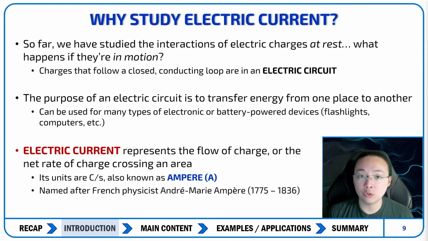Its units are coulombs per second because it is a rate: how much charge flows through a specific cross-sectional area in a specific amount of time from point A to point B. Coulombs per second is also known as amperes, or just A. It's named after a French physicist called André-Marie Ampère, from 1775 to 1836. So, a brief little blurb about him.